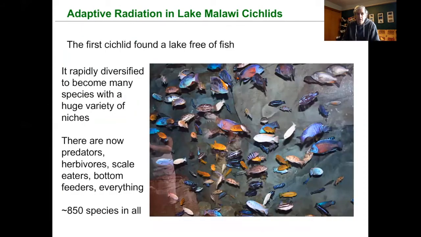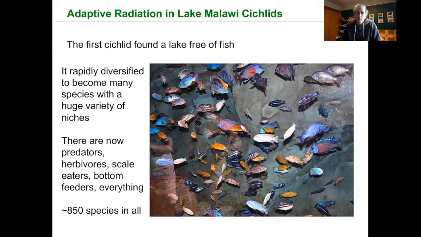When it first got there, that first cichlid species found a lake entirely free of fish. That cichlid was the first fish species to exist in Lake Malawi. Now normally if we think of these big lakes, they're full of multiple species of fish that do all sorts of stuff. But in this case, it was just the first one. But when this fish arrived, it rapidly diversified through adaptive radiation to become many species with a huge variety of niches.